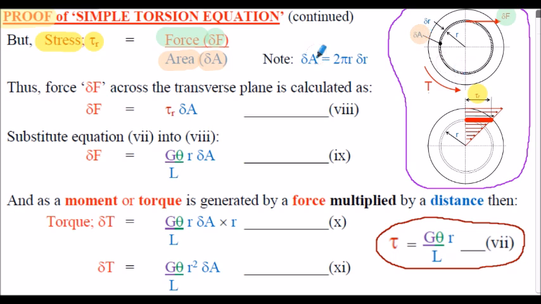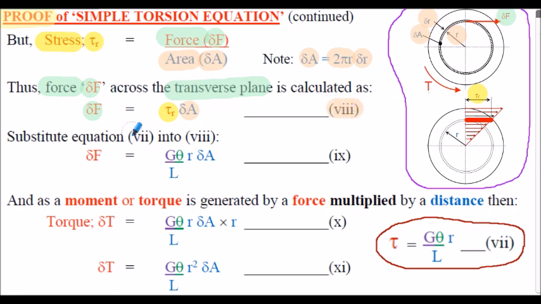Just note, for a very thin-walled circular section, the area is 2 pi r multiplied by delta r, where delta r in this case is very small compared to the actual radius of the tube. So the force, delta F, across the transverse plane can be calculated from the formula delta F is equal to the shear stress on our tube multiplied by the cross-sectional area. Call that equation 8 for reference.